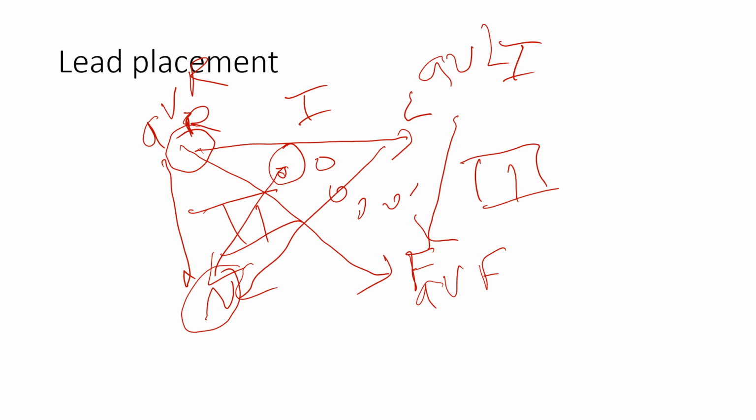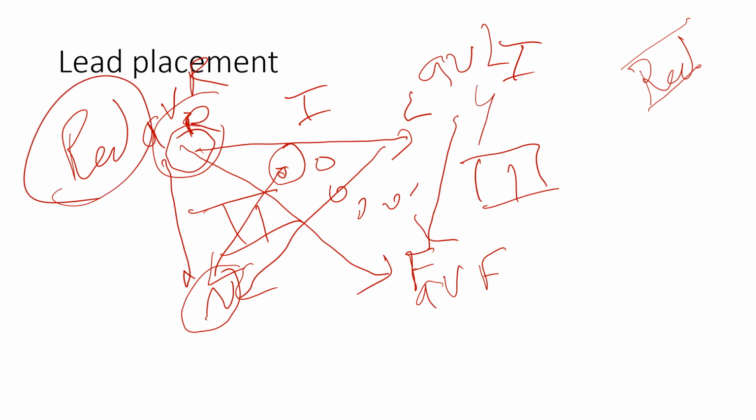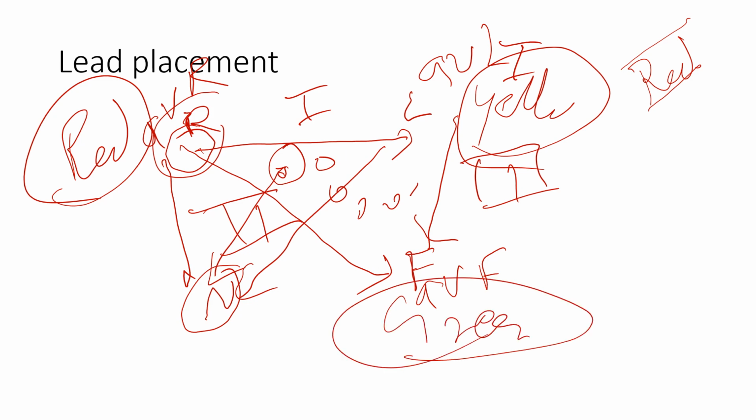So when we place the lead, there is a universal code known as the red light code or the traffic light code. So the right lead is the red lead. Next is the yellow. And over the left foot, you have the green. Just like the traffic signal, red, yellow, and green.